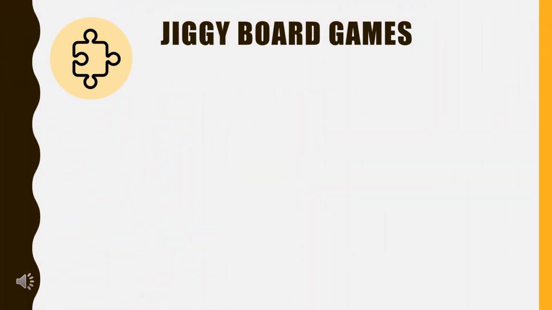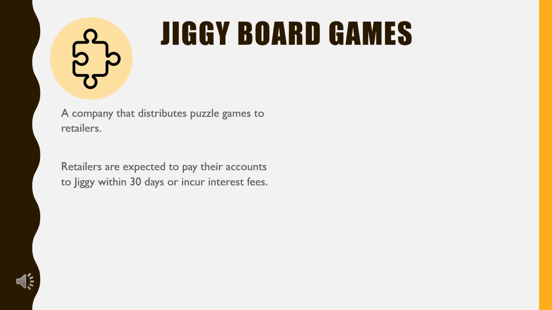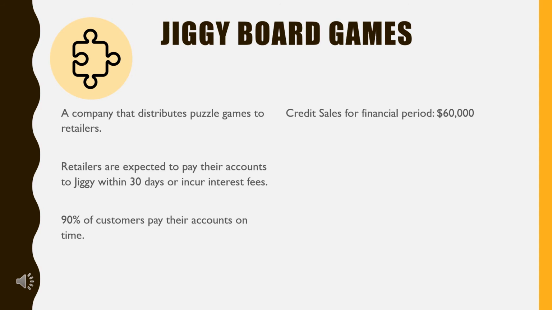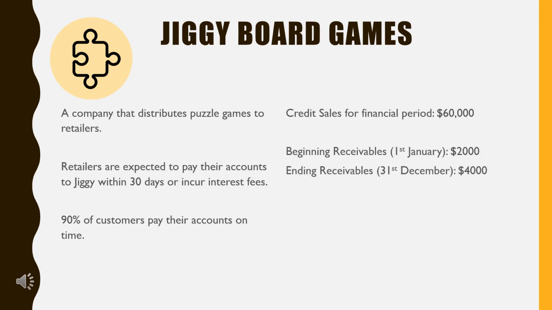Let's look at an example. This fictional company, Jiggy Board Games, distributes puzzle games to retailers whose fees are placed on credit. For Jiggies, their credit sales are $60,000, beginning receivables $2,000, ending receivables $4,000, and allowance for doubtful debts $1,200.